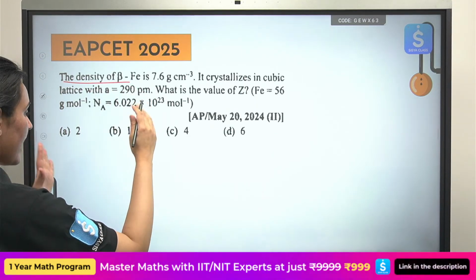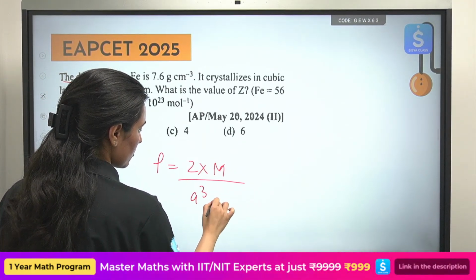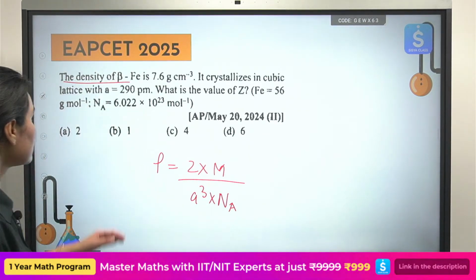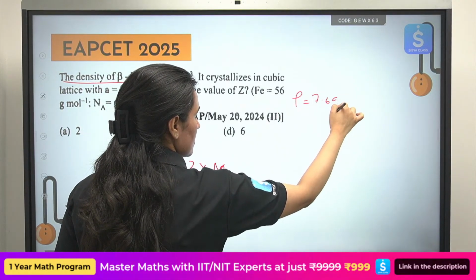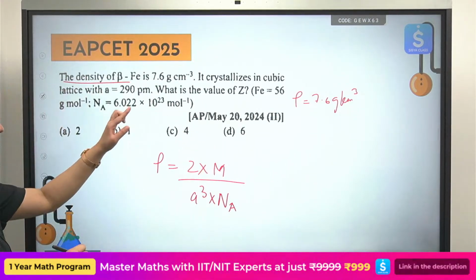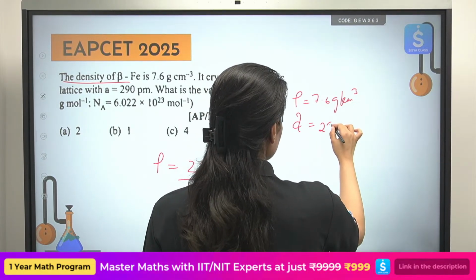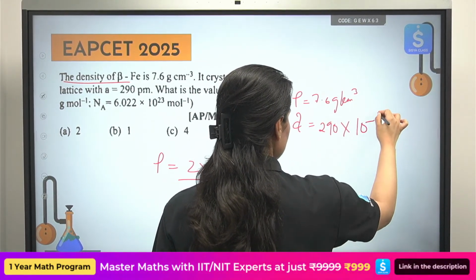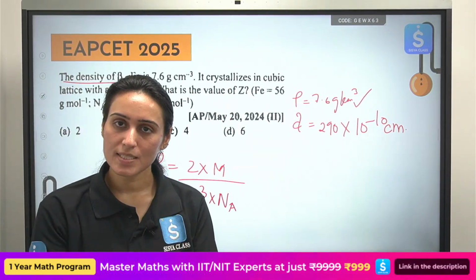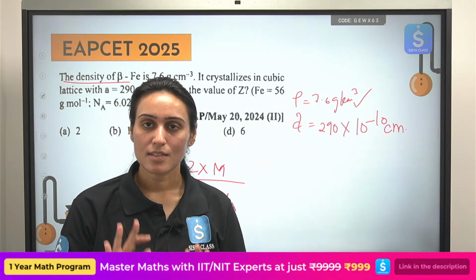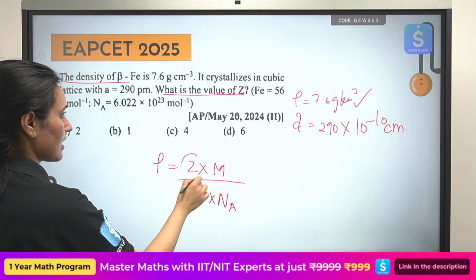The density direct formula. First write down the formula for density. You just have to substitute it. So density is 7.6 gram per centimeter cube. It crystallizes in a cubic lattice with edge length given to us as 290 picometer. Please convert this to centimeter, because density is given in centimeter. Don't substitute the value in picometer. Please do the unit conversion. Okay, next, what is the value of Z? We have to calculate. Great. M is given.